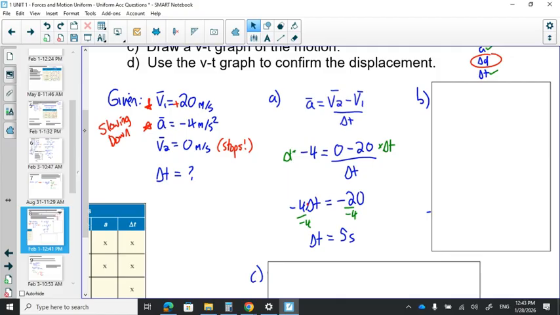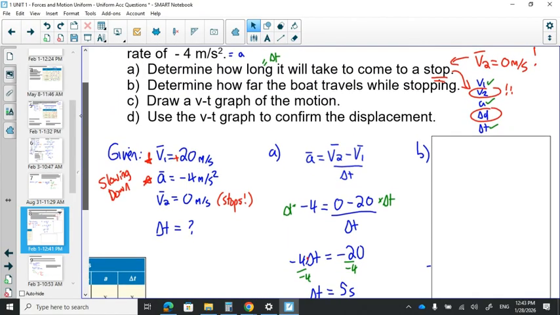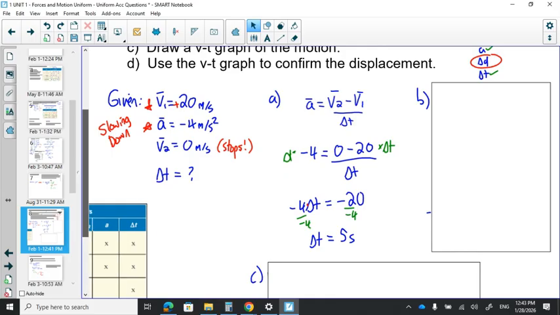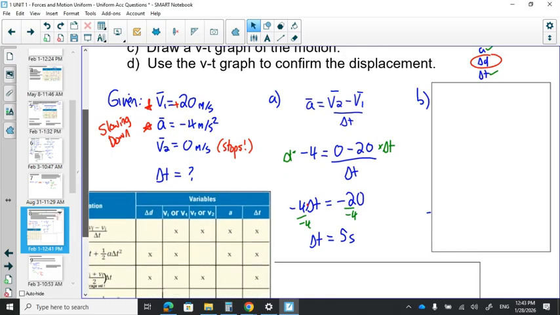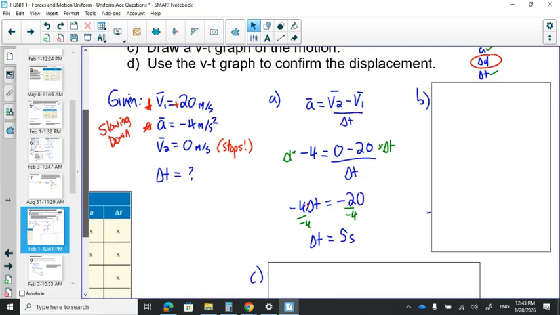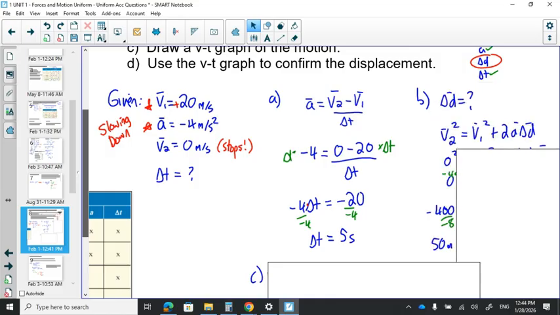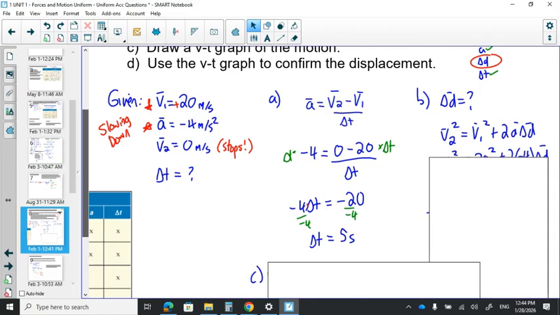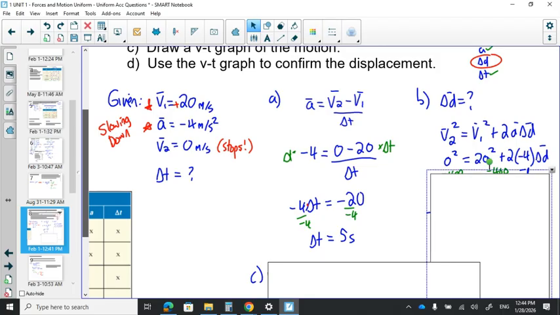The second part was to determine how far the boat travels while stopping. That's where you would look at your equation selection thing again. You'd circle, circle, circle and pick an equation. So go ahead, press pause, and print out one of those things, have it available for when you're working, and hopefully pick out this equation here, right? So plug the numbers in and solve, right?